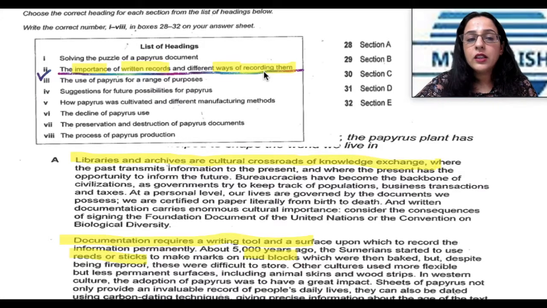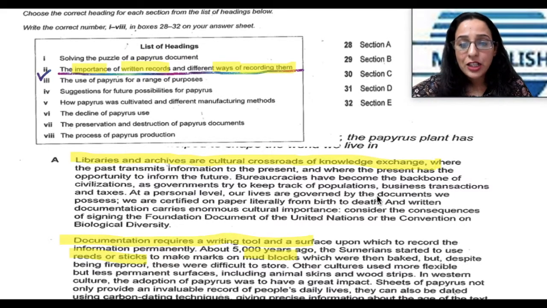Okay. Now let's come to the paragraph. Libraries and archives are cultural crossroads of knowledge exchange. So this is a keyword matching. If you read further, you would see, and written documentation carries enormous cultural importance. So importance, cultural importance is there. Fine. Then, so first part of it is there.